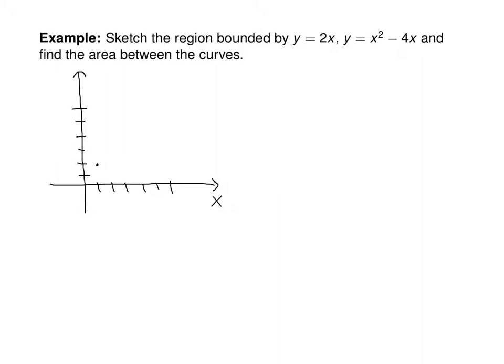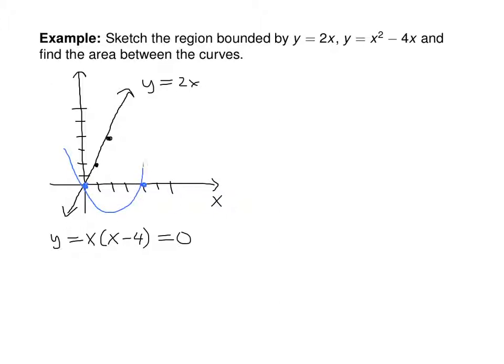So we rise 2, run 1. So approximately there's your line, y equals 2x. And y equals x squared minus 4x. You can factor out an x, and that tells you that the x-intercepts are at x equals 0 and 4. So roughly speaking, your picture will look something like this, and they'll intersect somewhere up there. And you just need to figure out where.